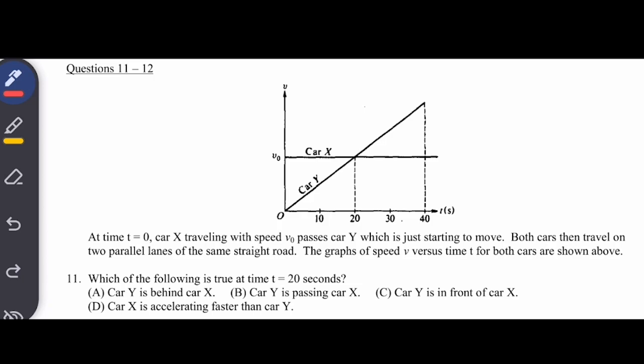Today we'll be going over question 11 and 12 in the MIT AP Physics 1 workbook. That will be in the description below for you guys to access. And without further ado, let's go ahead with the question.